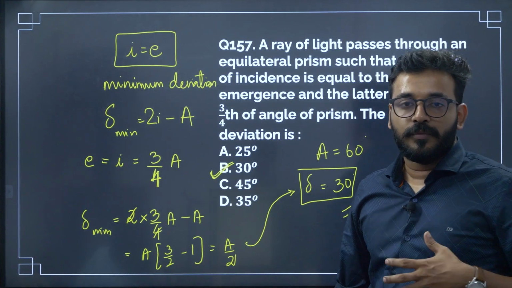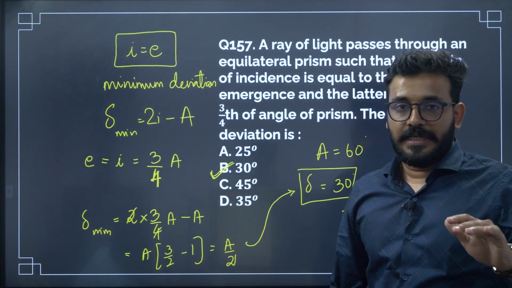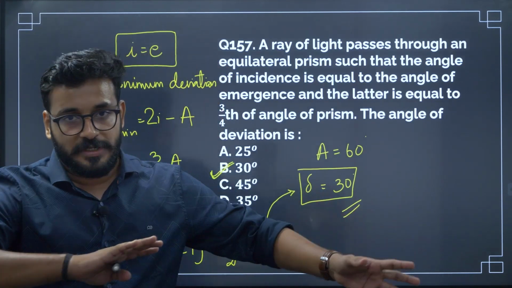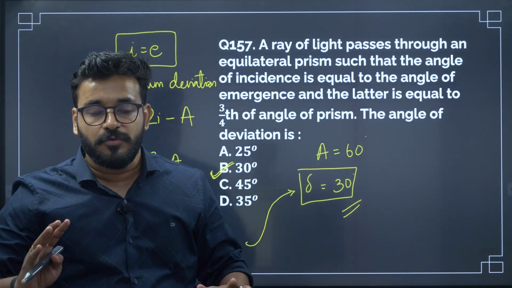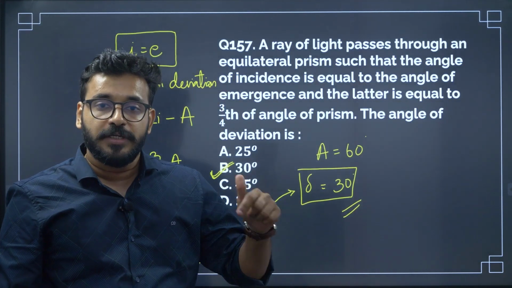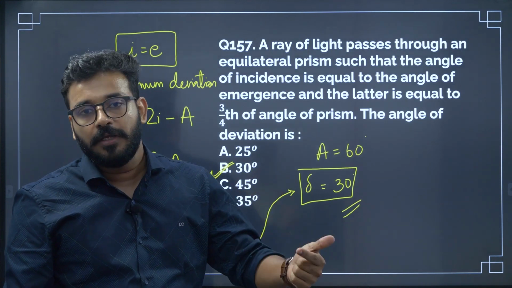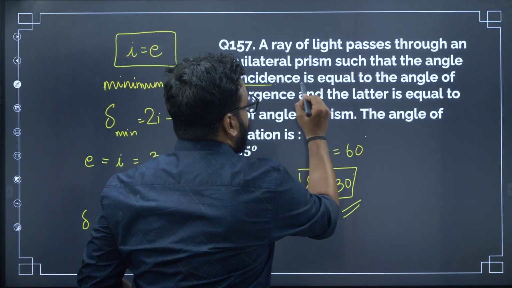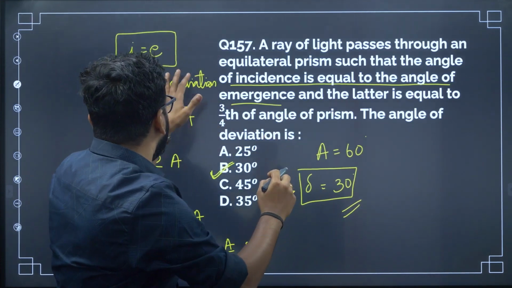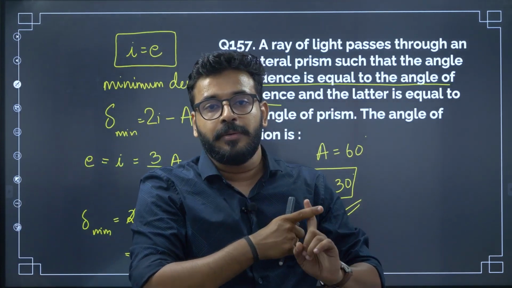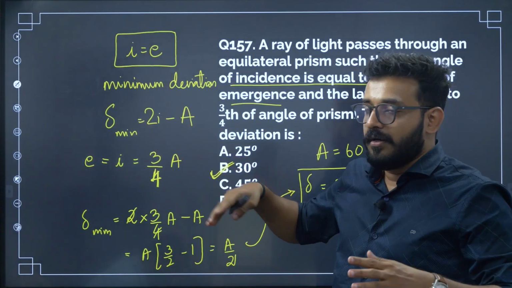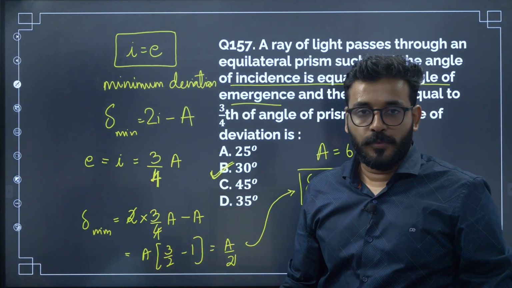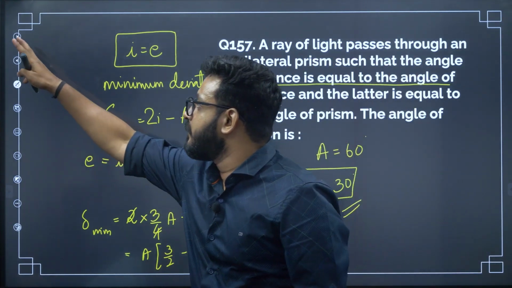So you just have to be thorough with the prisms concept. You can definitely crack this. As I mentioned to you, whenever you get a clue in the question, just transport yourself to that particular concept immediately so that you can connect whatever next clue is given. Like angle of incidence is equal to angle of emergence. That means I is equal to E. We are talking about minimum deviation condition. So the corresponding formula, and then we can take the clue and proceed ahead. All right, very simple question.